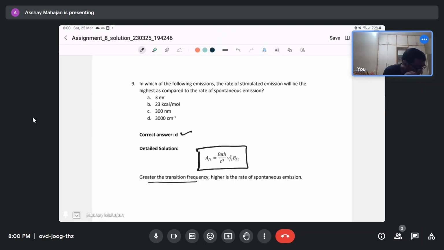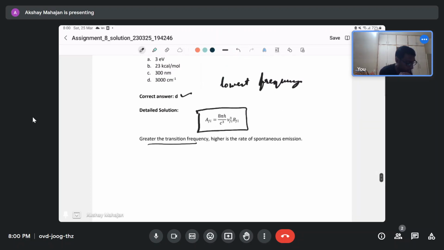And what we have to find here is where the rate of stimulated emission will be the highest, so you have to find the stimulated emission. You need stimulated emission to be highest, so you need to find the lowest frequency. Spontaneous emission is higher at high frequency, but we need the stimulated emission to be highest, so we need the lowest frequency. Alright, so the answer will be D. We just have to convert the units.